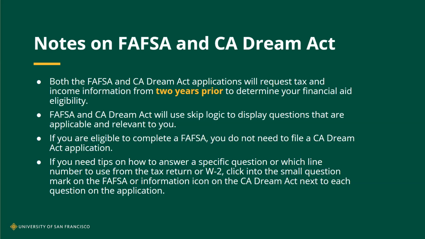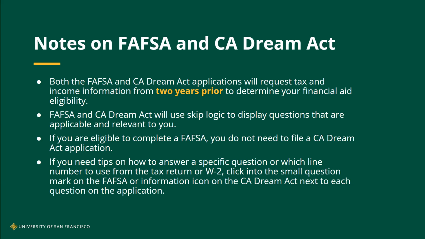And then just some quick notes on the FAFSA and the California DREAM Act. Both will request tax and income information from 2 years prior to the application to determine your financial aid eligibility. For example, for the 2023-2024 academic year, you would be filling out the FAFSA and the California DREAM Act with 2021 income information, and so on.